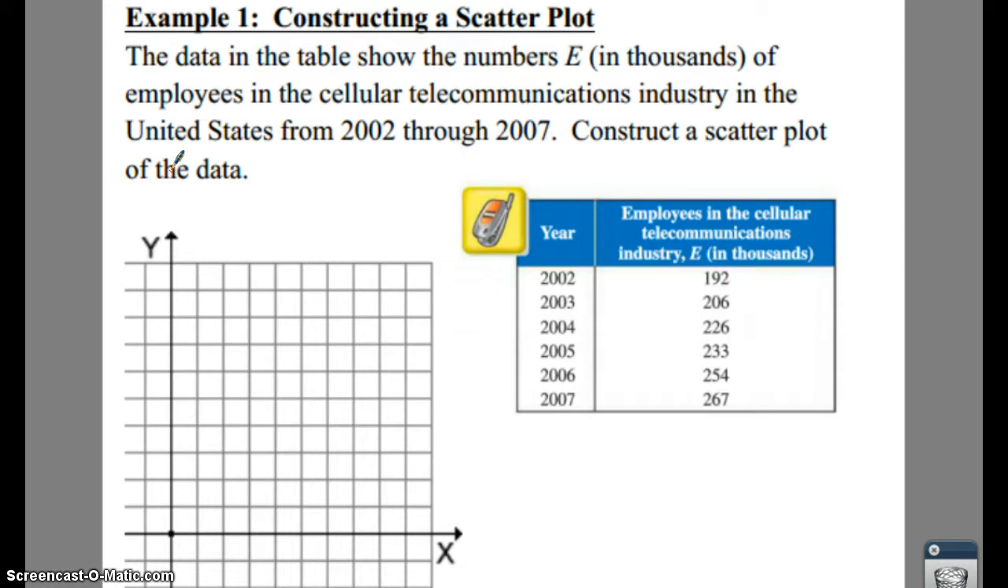So for example 1, we're given some information about the telecommunications industry, and we are given some points from 2002 to 2007. What we're going to do is plot these points on a scatter plot. I know, a little redundant, but some of you may still need a little extra help.